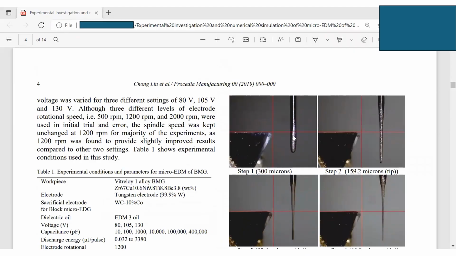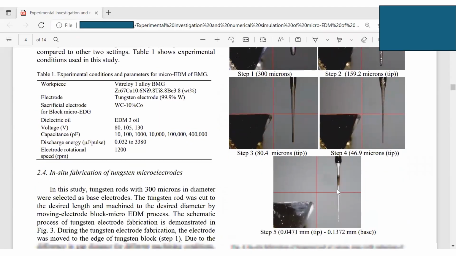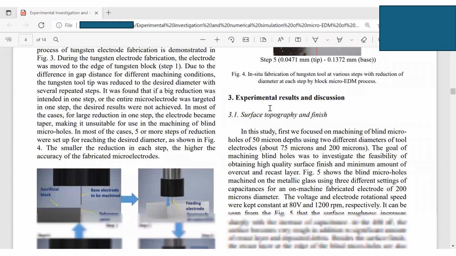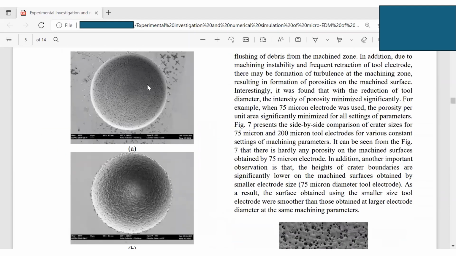Okay. This is how we get these microelectrodes. This is very, very beautiful. Do you agree? So, experimental results and discussion. You can see this is experimental results.